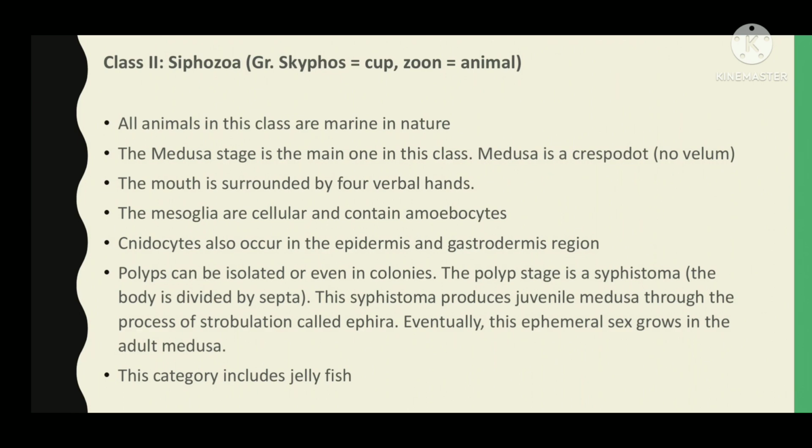Mesoglea is cellular and contains amoebocytes. Cnidocytes occur in the epidermis and also in the gastrodermis region. Gonads occur in the gastrodermal regions. Polyps are solitary, may also exist in colonies. Polyp stage is scyphistoma. Body is divided by septa. The scyphistoma produces juvenile medusa called ephyra by the process of strobilation. Finally, this ephyra grows into sexual adult medusa. This class includes jellyfish.